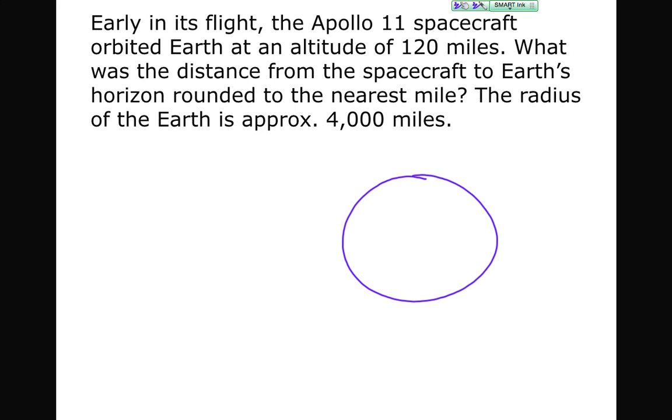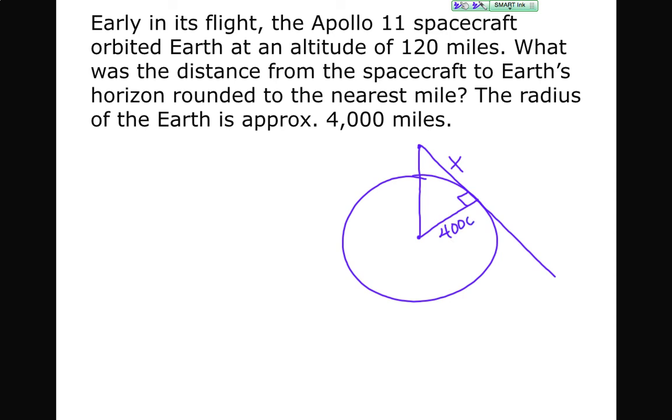So here's a cross-section of the Earth. The thing is orbiting above the Earth. We're going to form that same right triangle with the tangent and the radius. They're asking you to find this distance from the Apollo 11 to the horizon. That's the point of tangency. This is what they're having you try and find.